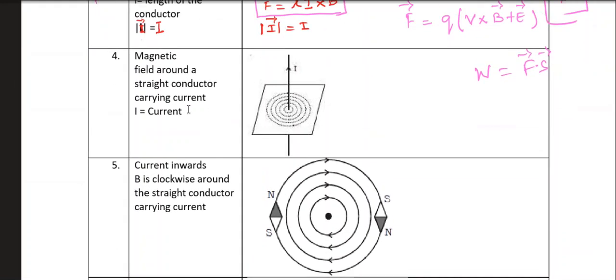Now let us move to the next one. The magnetic field around a straight conductor. So let us consider this conductor.